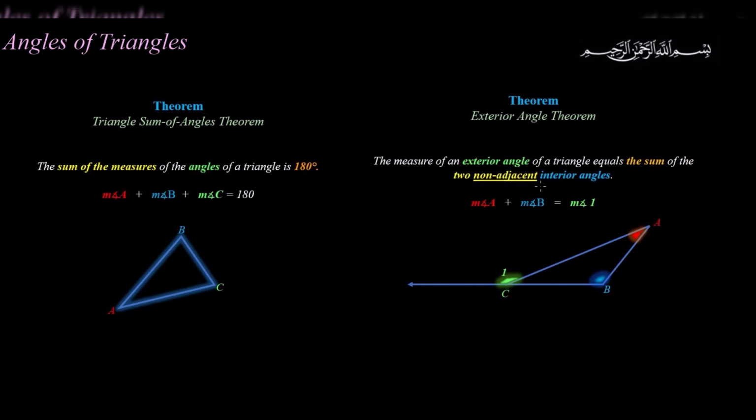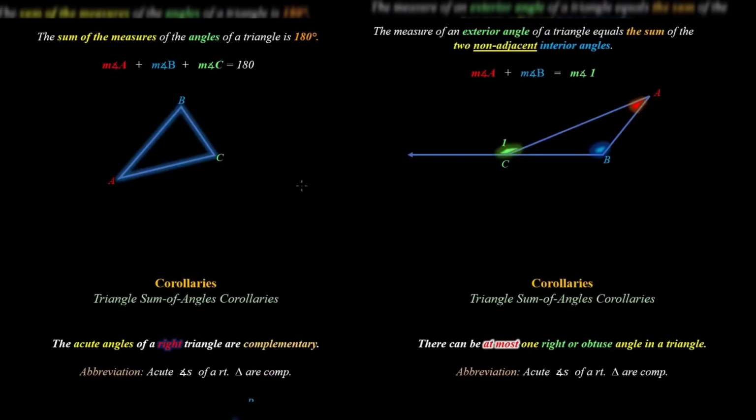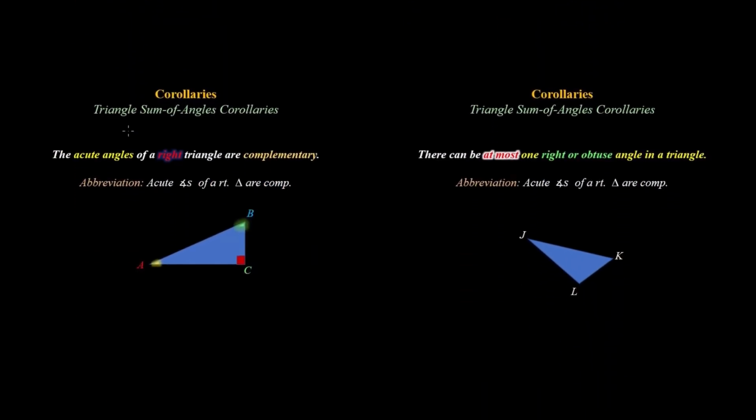And then we learned the exterior angle theorem. The measure of an exterior angle of a triangle equals the sum of the two non-adjacent interior angles. That was a pretty cool theorem. And then we also learned two corollaries of the triangle sum of angles theorem. The two corollaries were that the acute angles of a right triangle are complementary, that is, angle A plus angle B add up to 90 degrees, and that there can be at most one right or obtuse angle in a triangle.